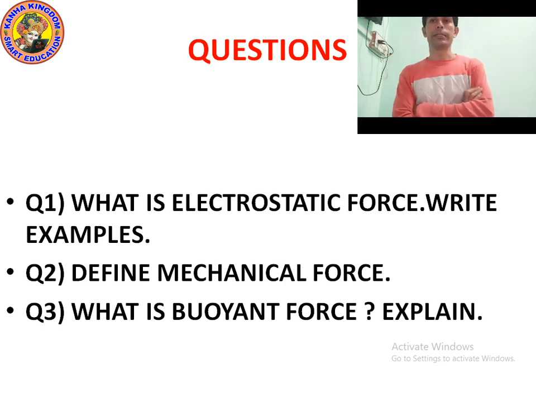Question number 3. What is buoyant force? An upward force in a liquid that causes an object to float is called buoyant force. Buoyant force depends upon some factors: the density of the object, the density of the fluid, and the shape of the object.